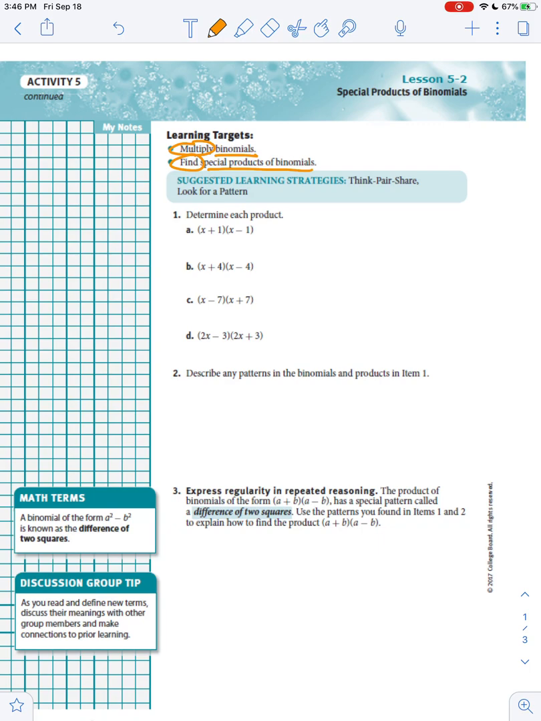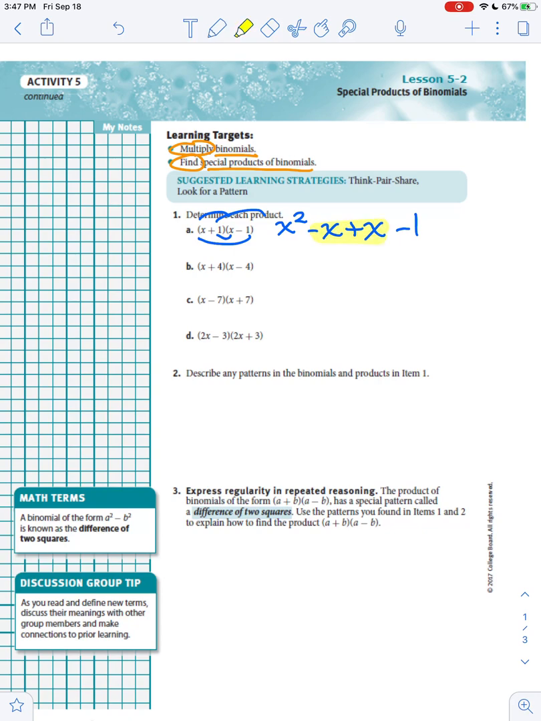So our first special case is going to be on this first page here, and we're going to just kind of try to discover it as we work through the problems. So determine each product. So I'm going to go ahead and do my multiply. So I'll do first times the first, so x times x is x squared. And then if I do the outers, x times -1, that is negative x. And I do the inners, 1 times x, that's going to be x. And last times last is 1 times -1, -1.